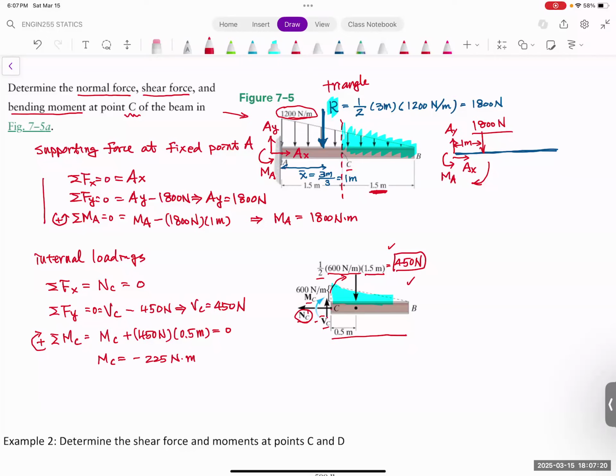So here we solve the problem, and the normal force is going to be 0. The shear force is going to be 450. And the bending moment is going to be negative 225 Newton meter, which means the actual moment should go this way. And that is the solution for this problem.